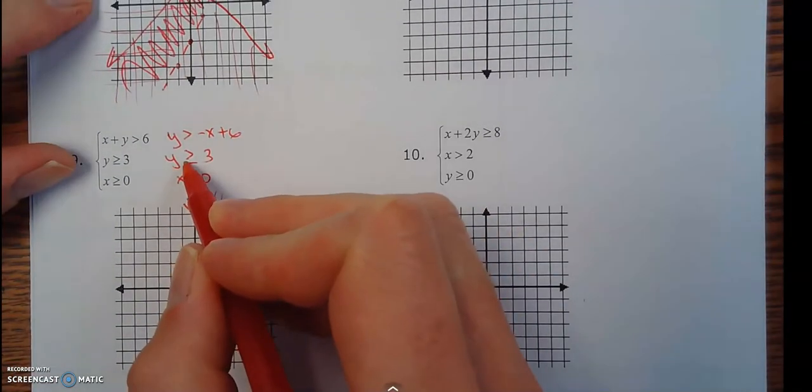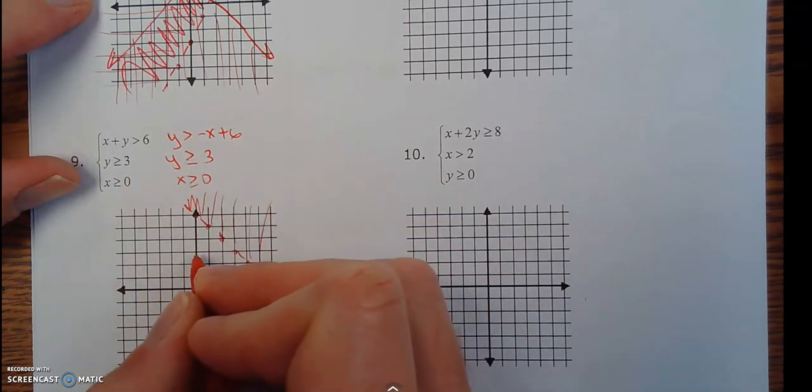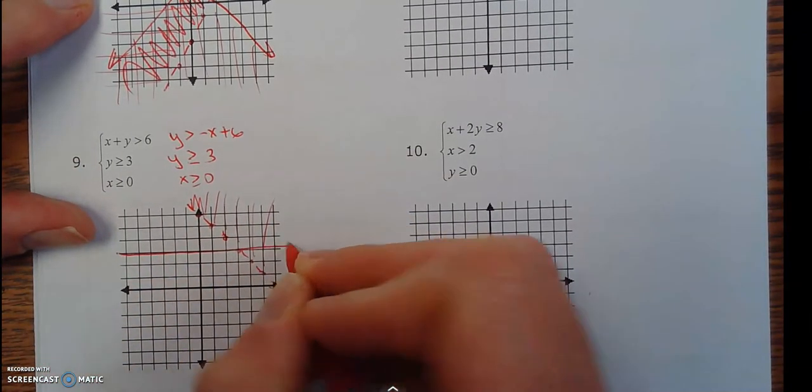And then I'm going to do this one. So this would be y is greater than or equal to 3. So it would be a solid line. It's going to be above.